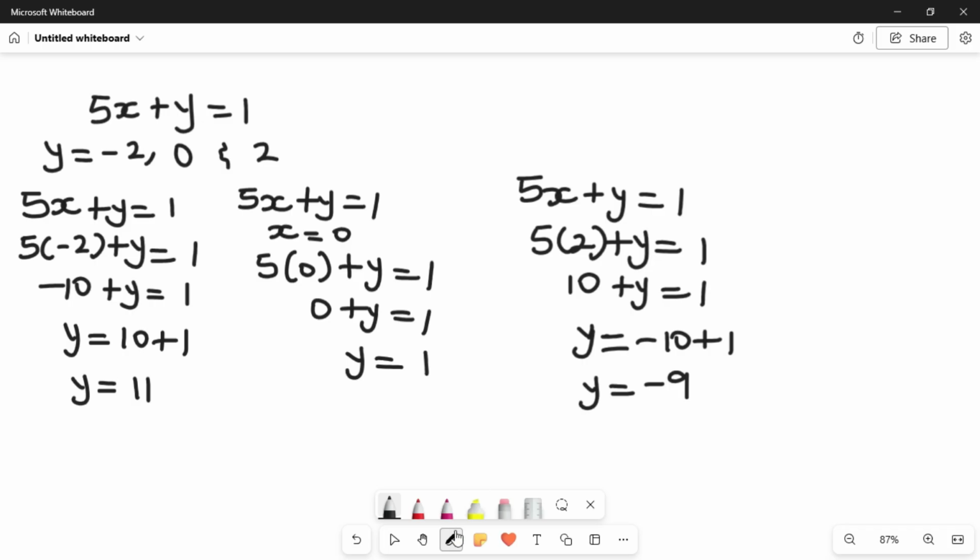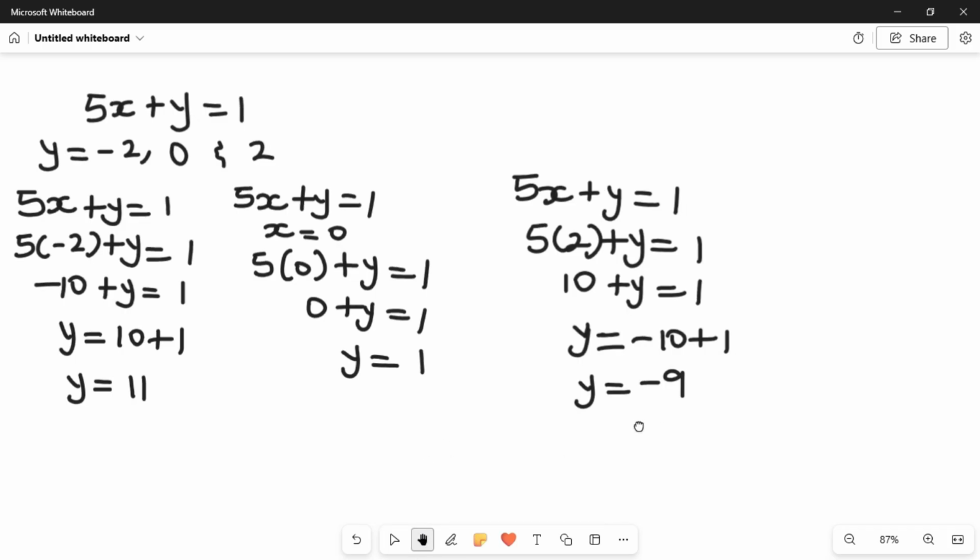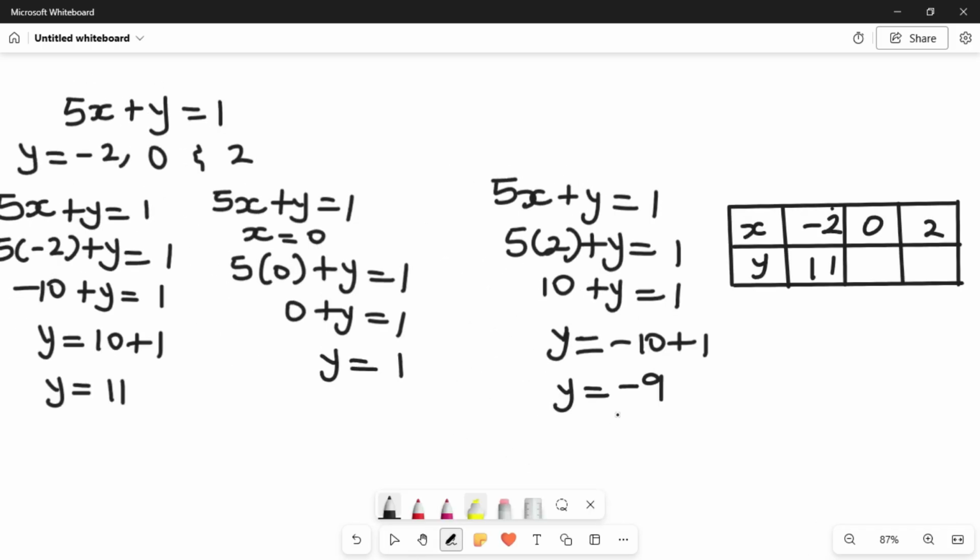So we do the same thing. We draw the table for equation 2. And lastly, when x = 2, we got y to be -9.